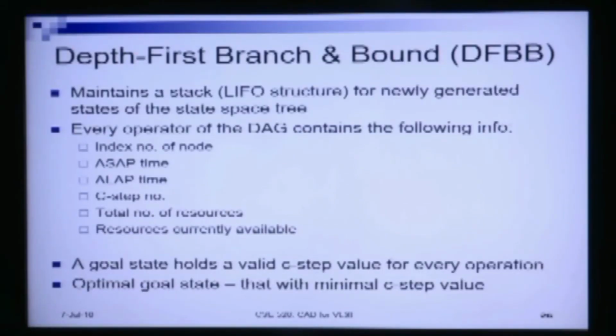A goal state holds a valid C step value for each operation. That is what we already said, the leaf node holds a valid C step value for all operations. Now, what is the optimal goal state? That goal state, that leaf node, that gives me the minimal C step value. That means that will give me the least schedule length.